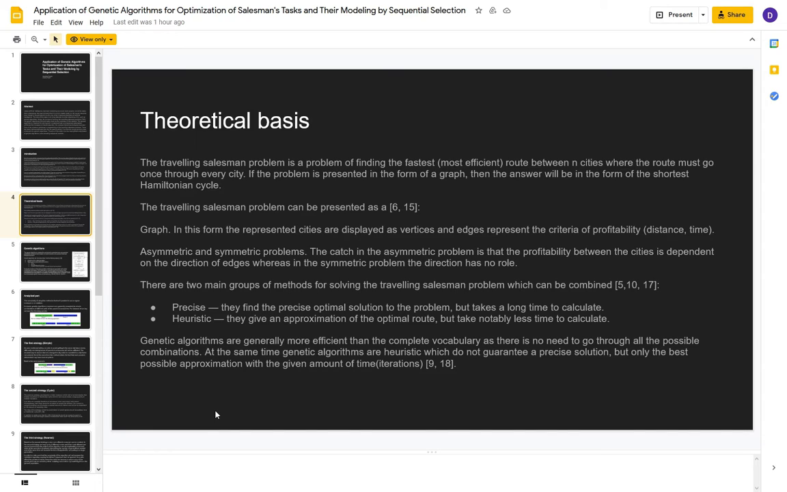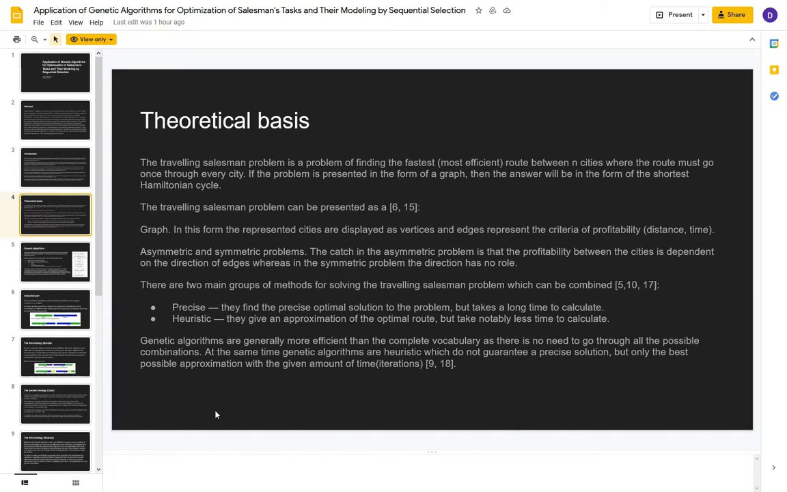In this form, the cities are displayed as vertices, and edges represent the criteria of profitability, in other words, distance or time. Asymmetric and symmetric problems. The catch in the asymmetric problems is that the profitability between the cities is dependent on the direction of the edges, whereas in the symmetric problem, the direction has no role. There are two main groups of methods for solving the traveling salesman problem, which can be combined.